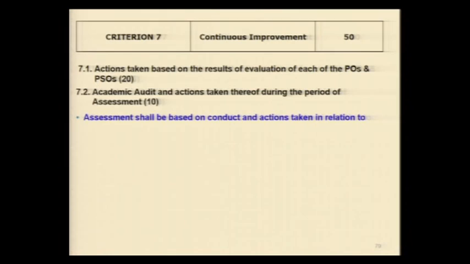This is now the continuous improvement: action taken based on the result of evaluation of each of the POs and PSOs. Now this point, if you look at the SAR, we have detailed it explicitly with 3 examples. Now we saw the program outcome attainment and program specific outcome attainment. On the basis of those, whatever gaps you observed, how those gaps were covered in each year of assessment.